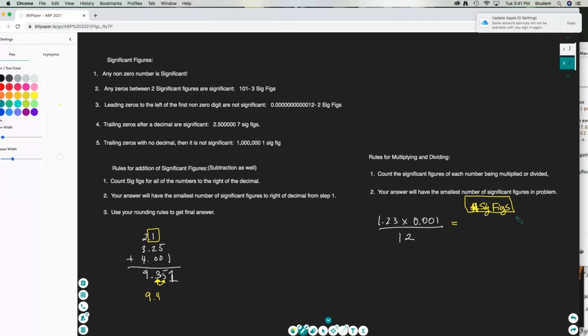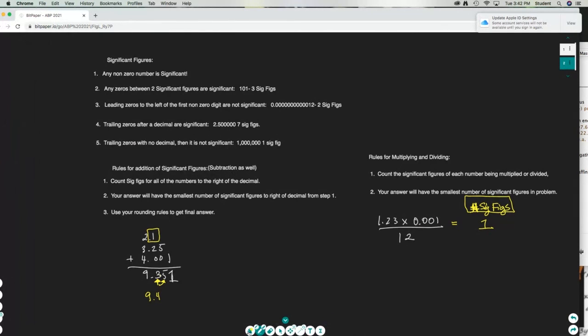2 sig figs? No. How many sig figs do you see in the first number? Is it 3? How about down here? 2? 2. How about up here? Just 1. Juan, my good friend Juan. Oh. So this one has 1 there. I see, said the letter after B.